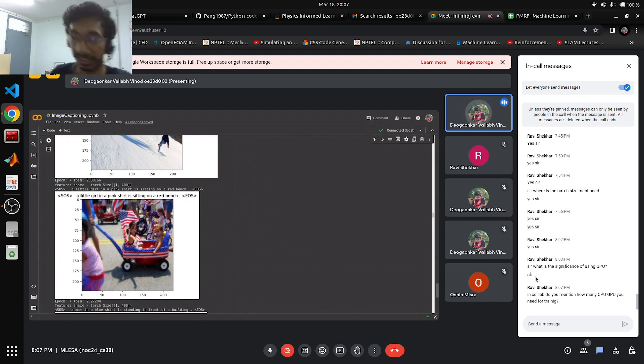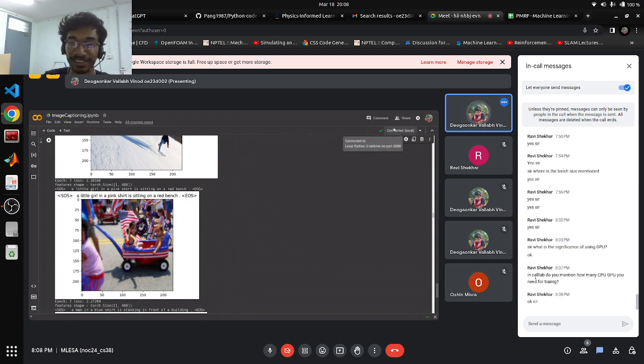In general, yes, you can specify that. But Colab, I think, has some restrictions on how much you can actually use. But this particular model that you are seeing, I didn't run it on Colab. In fact, if I had run it on Colab, it would have taken way longer. I'm running it on my local system. That's why here at the top you will see connected to local.